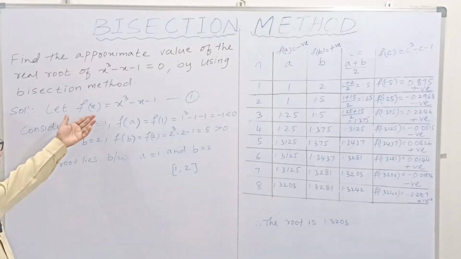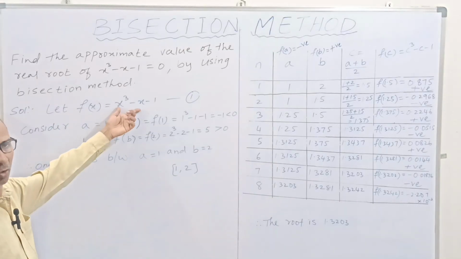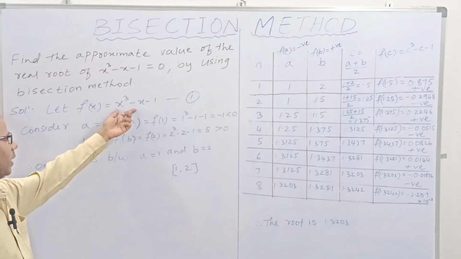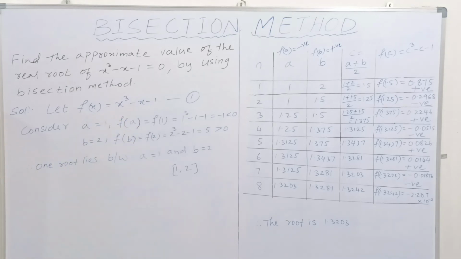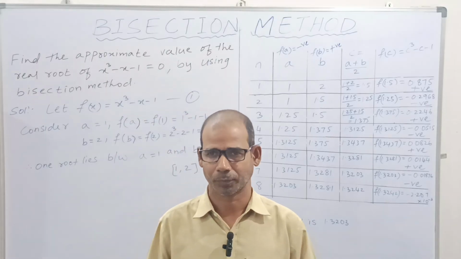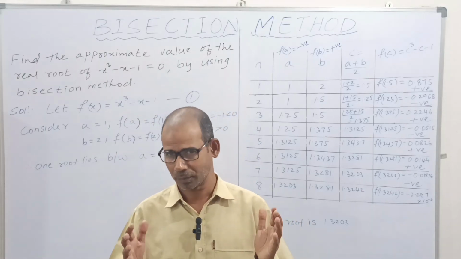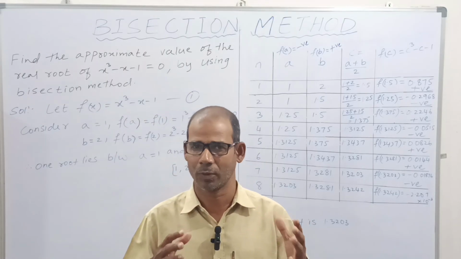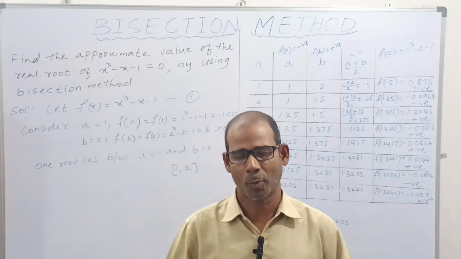So, let us take the function as f of x is equal to x cube minus x minus 1. So, we have to find out the root of equation number 1. Now as I said earlier, we have to find out two values at which the function values at those 2 points are of opposite sign.